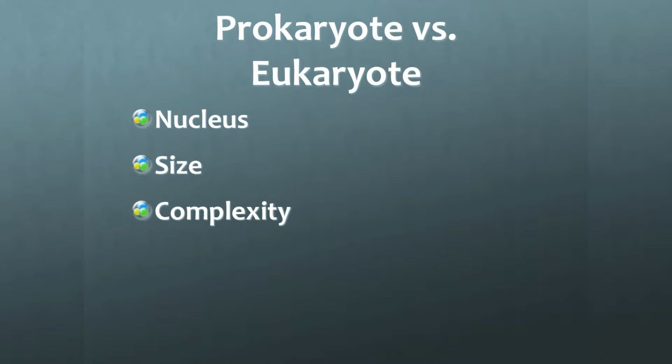So things that you can tell between are the nucleus, the size, and the complexity. So pro means before a true nucleus. So pro is the one that does not have a nucleus, that is usually smaller in size, and is usually less complex. So maybe you can think of pro means no, or some other memory trick to help you remember that prokaryote: no nucleus, smaller in size, less complex.